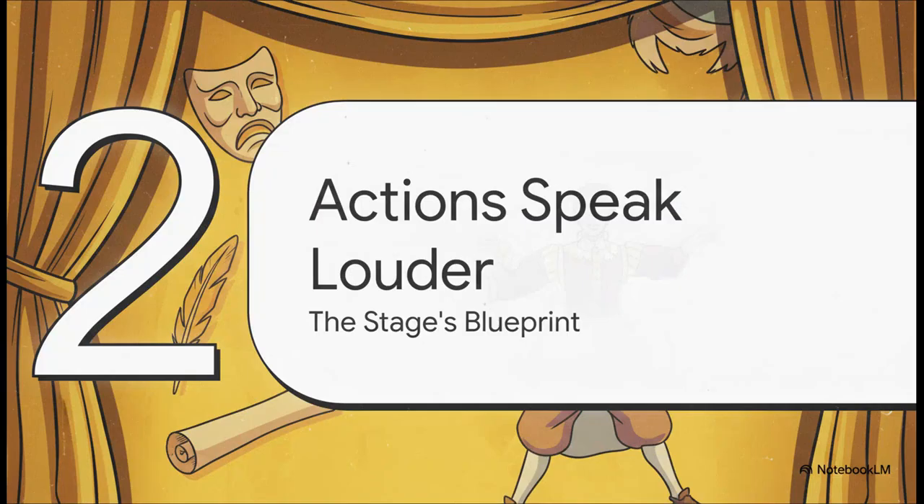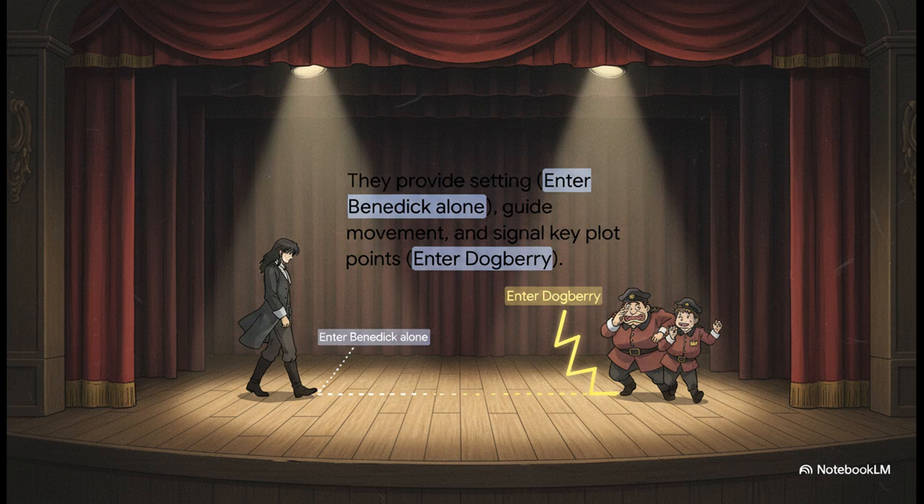Of course, a play is more than just words, right? The next layer of Shakespeare's toolkit is all about the unspoken things. The actions and the stage directions that create the physical blueprint for what we see on stage. You know, stage directions might seem like a minor detail, but they are absolutely essential.